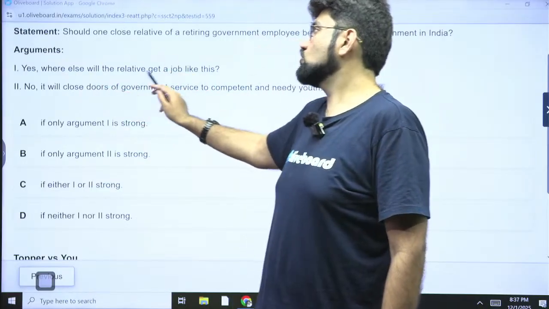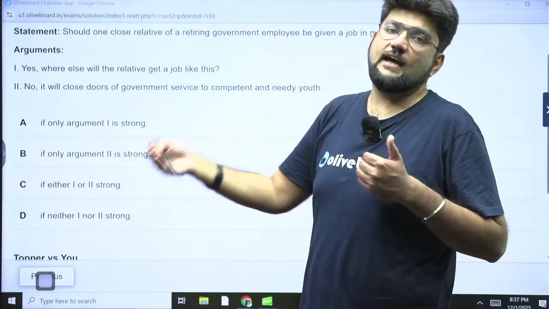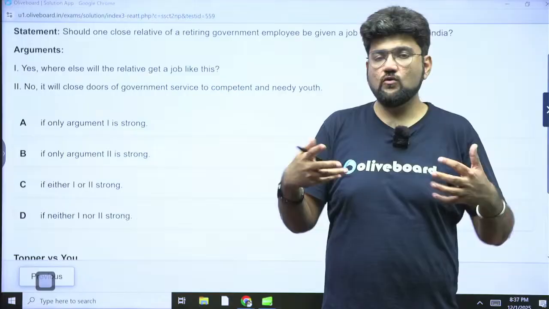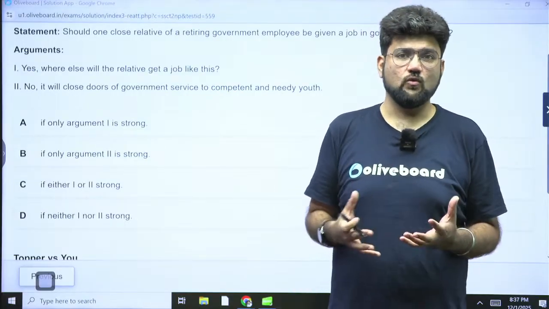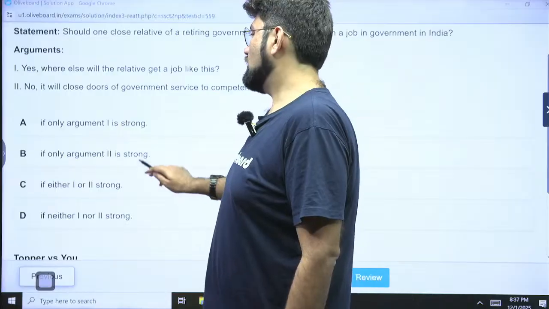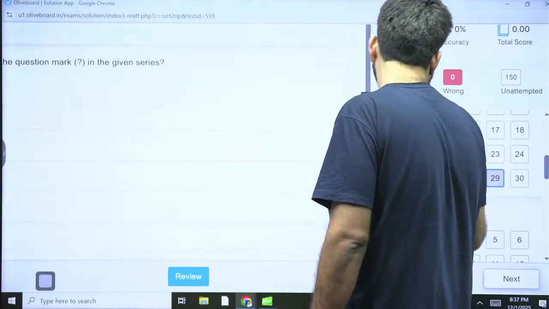No, it will close doors of government service to competent and needy youth. That's absolutely right. If everybody who's retiring is being replaced by their relatives, then there are no new vacancies, or almost next to zero. So that's going to make it difficult for new and competitive youths to come forward. So only argument 2 is strong. 24 seconds. Very nice. Excellent.